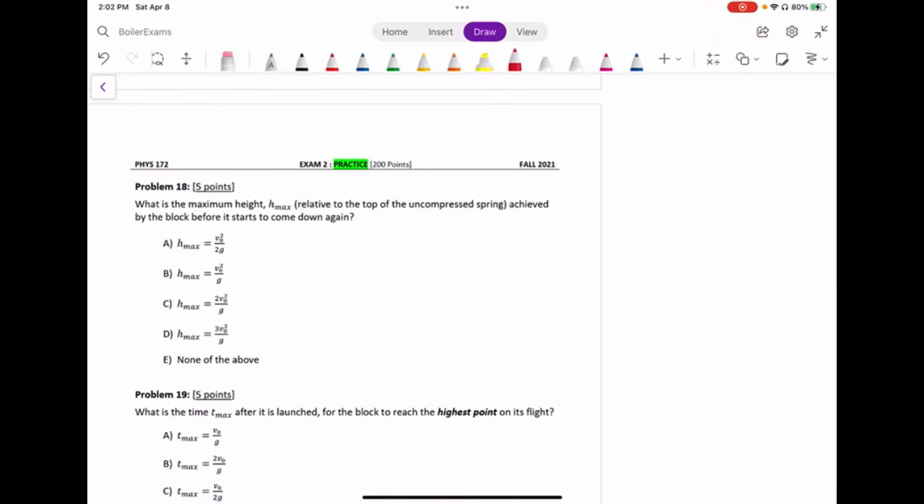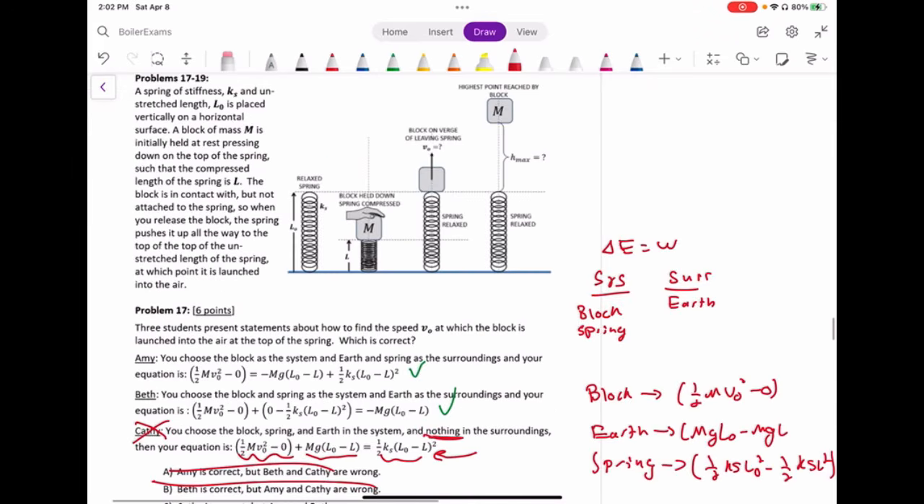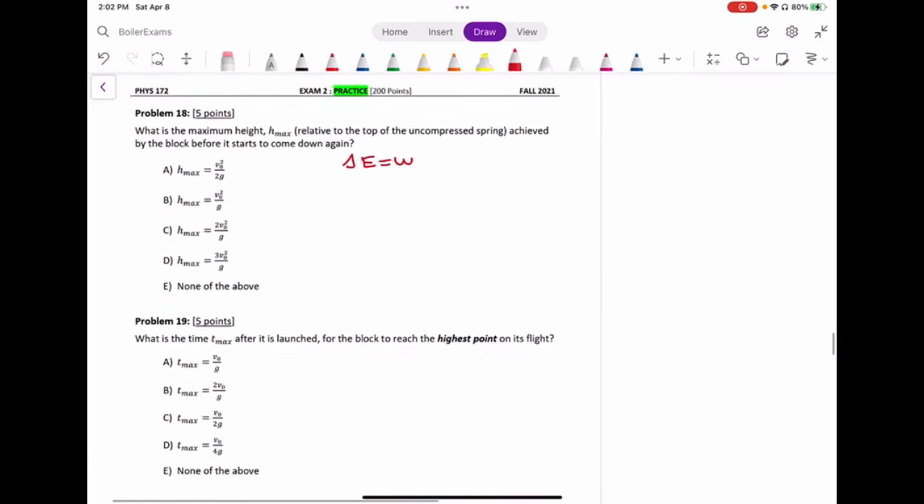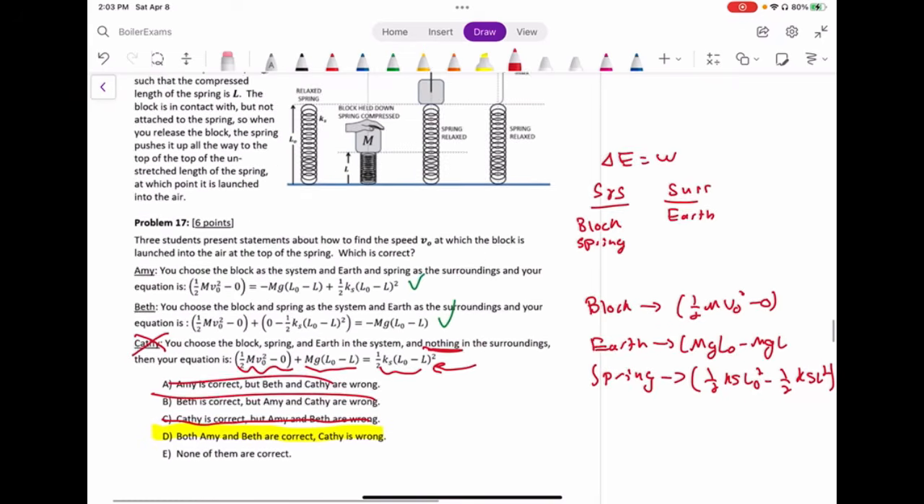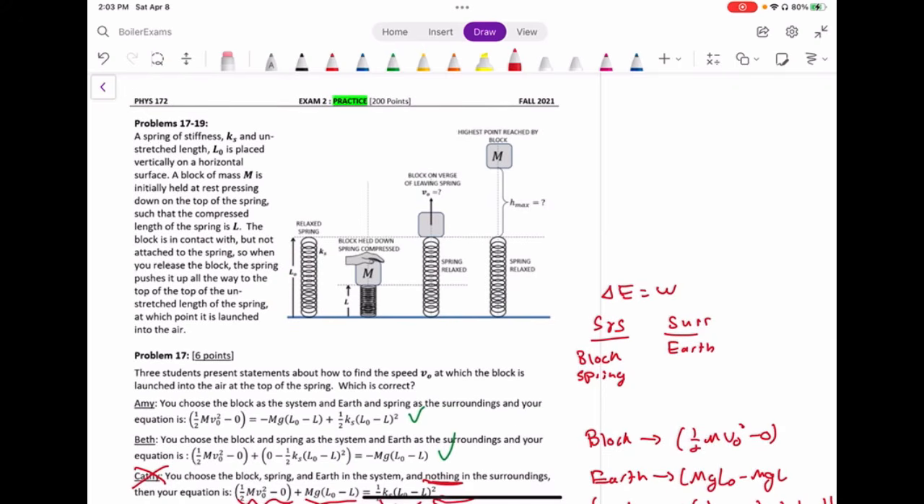Max height. All right. Delta E equals work. That's going to be our energy principle here. System: block, spring, Earth. Surroundings: I'm going to put nothing. So when we do our energy principle, we're going to be comparing two locations. I'll do this as the initial and this as the final condition.